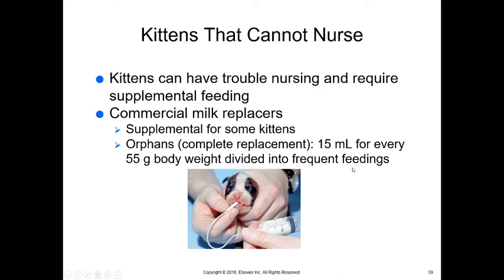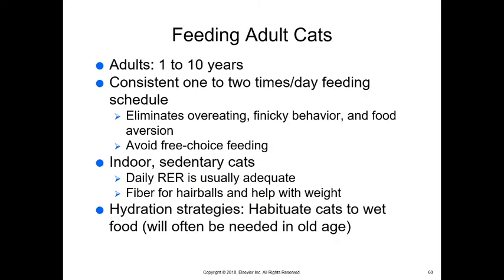Orphans, it's about 15 mils for every 55 grams of body weight, so it's a lot less for little babies, divided into frequent feedings, and typically it's every couple of hours.